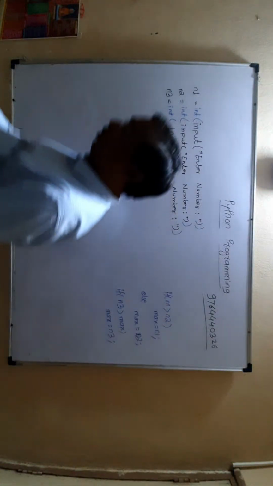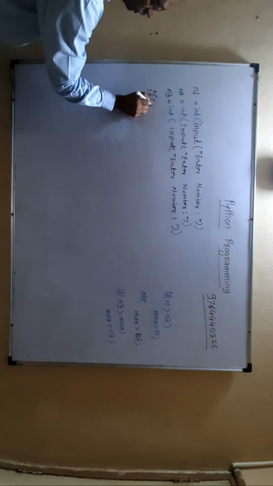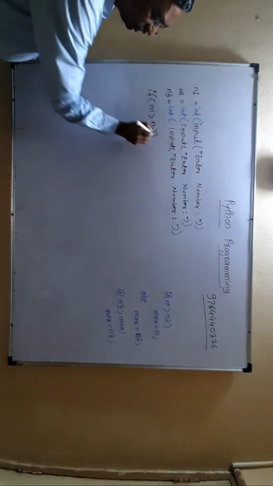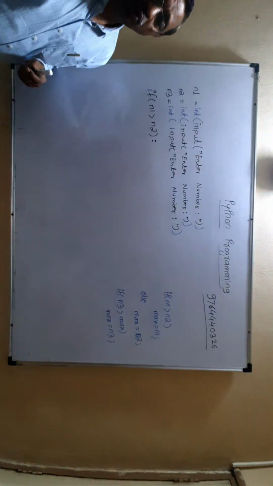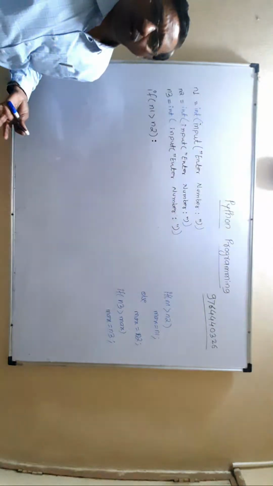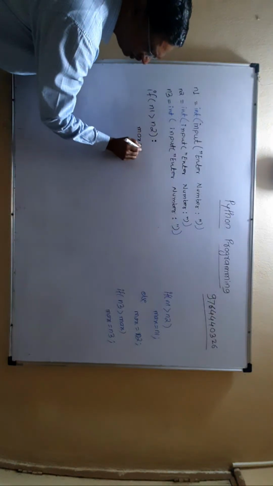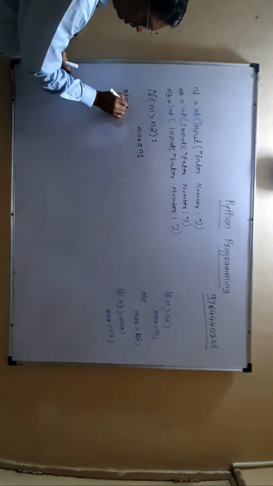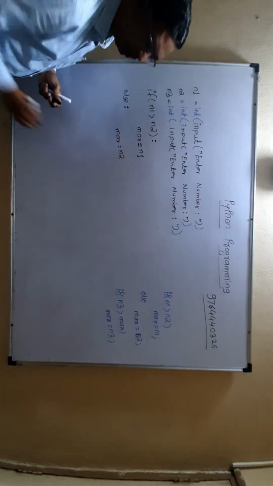So here, if n1 is greater than n2, after the condition we have to give a colon. After the condition, a colon is compulsory. It is a rule, it is a syntax. Why? I don't know. The syntax is given in Python like this, so we have to use it. max is equal to n1. No semicolon is required. Else, again a colon, max is equal to n2.